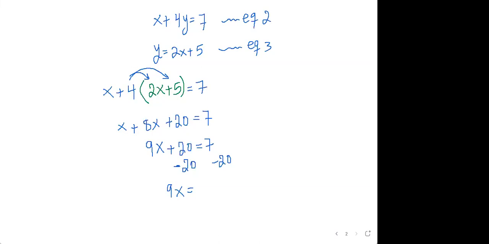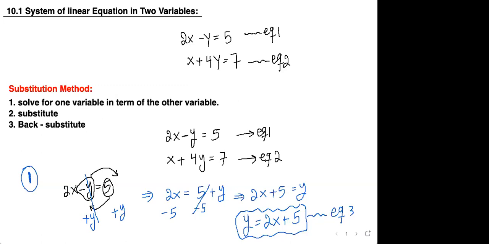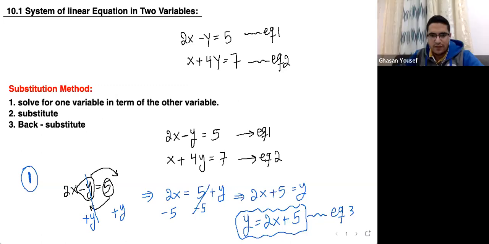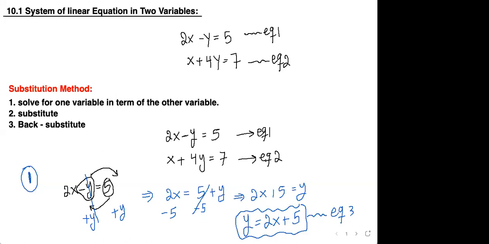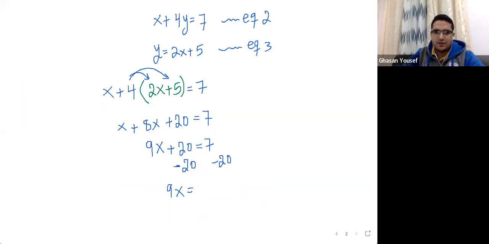Isn't it supposed to be 2x minus 5 instead of plus 5? What is the equation back here? We added y to both sides, so I get 2x equals 5 plus y. Then we subtract the 5 from both sides. I will get 2x minus 5. Yes, it's supposed to be 2x minus 5. This is minus 2x minus 5, and here is also minus.